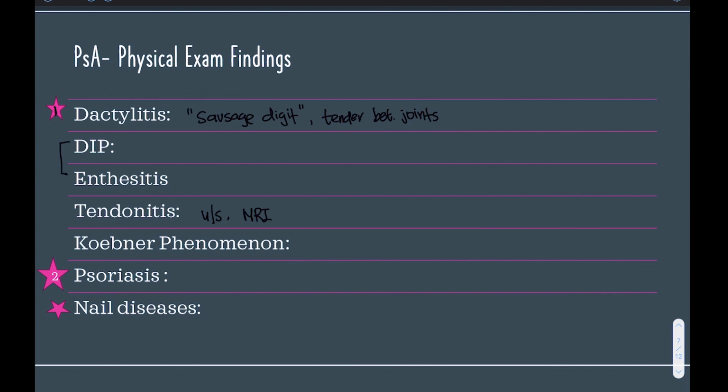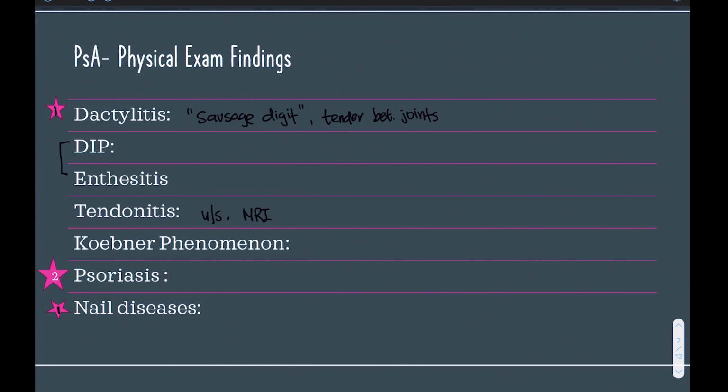Nail changes. Only 30% of the patients with psoriasis, so skin disease, will have nail changes, whereas a whopping 80% of psoriatic arthritis patients will have nail changes. These can present as pitting, onycholysis, oil spot sign, hyperkeratosis, nail crumbling. And severity of nail disease will predict the arthritis, so it's important to check the nails of the patients.